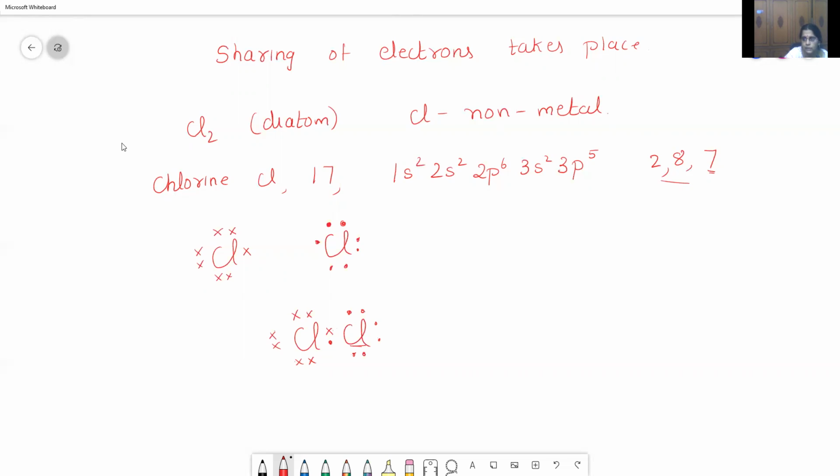So what happened to the configuration? It became 2, 8 and 8. So it has reached the octet configuration. By sharing electrons, it is going to actually reach the stable octet configuration. So this is about covalent bonding.